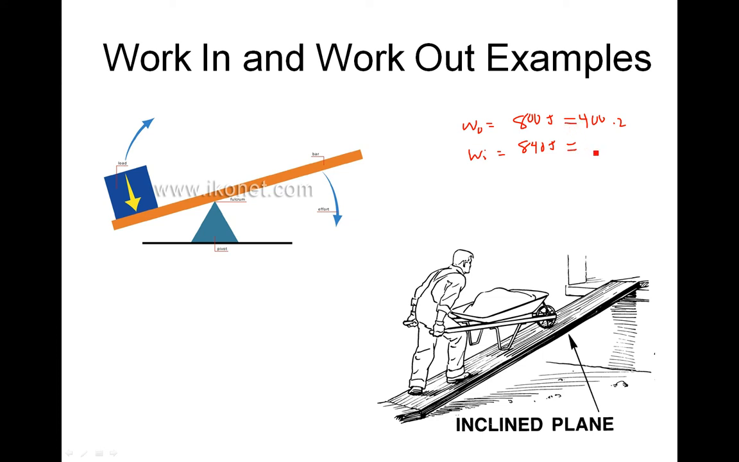Okay, and this one was 210 times 4. So what's the mechanical advantage of this? The mechanical advantage, again, is force out divided by force in. So we do that, and we had 400 divided by 210. So 400 divided by 210, and that gives us almost 2 by rounding.